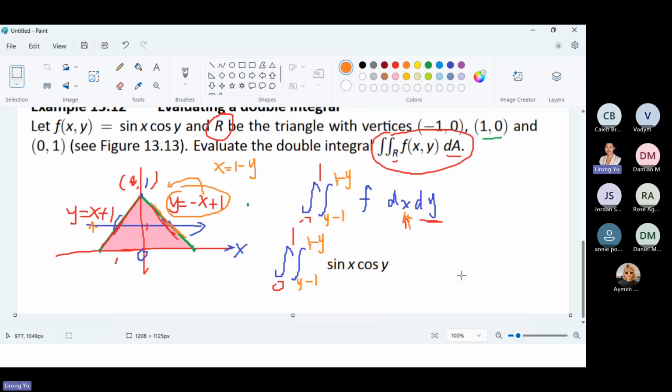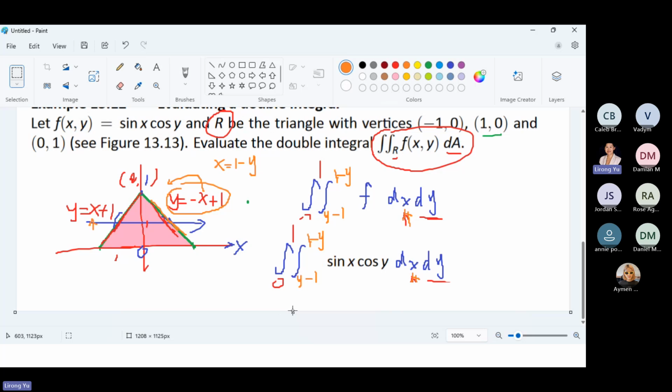So that's our integration limit, and we decided to do dx dy because it's easier. If you have dy dx, then the x is from -1 to 0, and then 0 to 1. You have to do two separate integrations. So it's definitely easier this way.